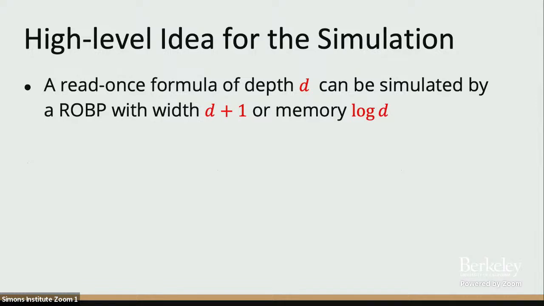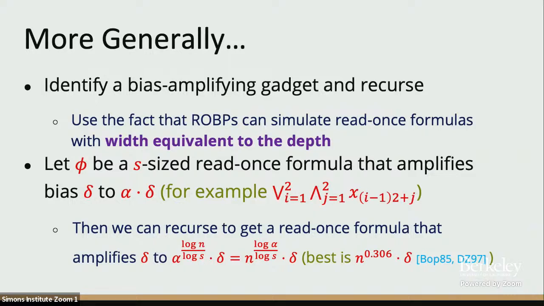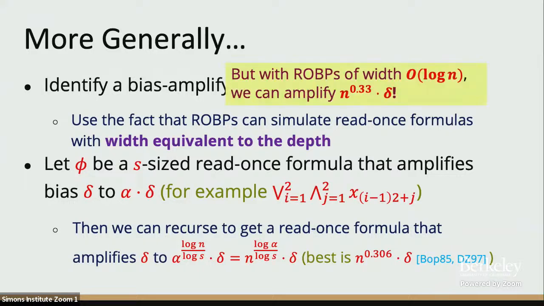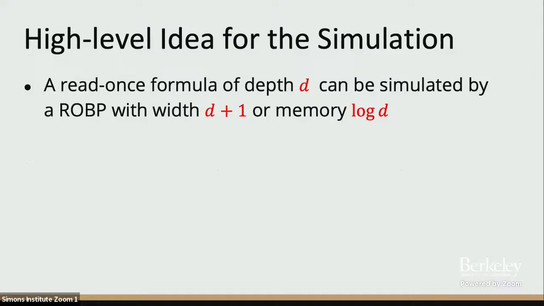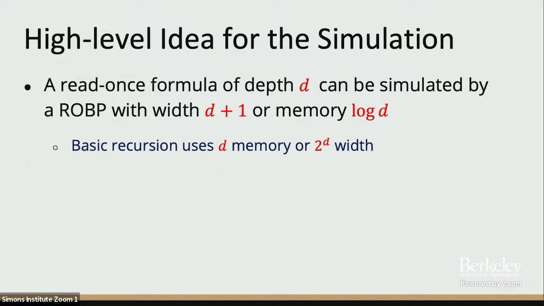So let's talk about this. On the previous page, I told you that a read-once Boolean formula can be simulated by a read-once branching program using width equivalent to the depth. This is a non-trivial fact, but it's folklore. Let's see a high-level idea for how to simulate a read-once Boolean formula using a branching program. You're given a read-once Boolean formula of depth d, and basic recursion would be to look at the top and compute the answers to both the subtrees. If you think a bit about it, you're storing a bit for each depth. You will be working on one subtree, and you're storing the answer for the other subtree.